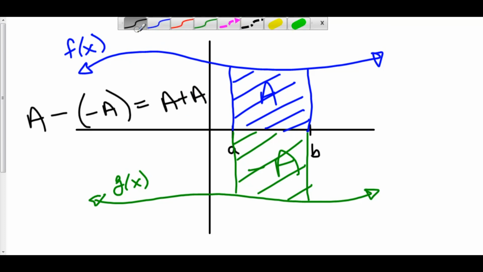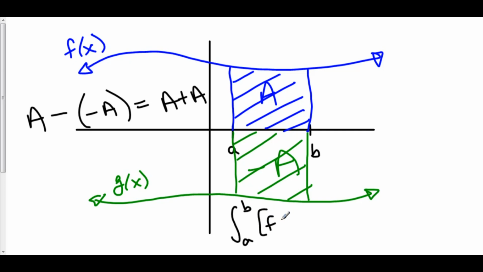So, our formula is the exact same. We have the integral from a to b of our upper function minus our lower function. Because when you subtract off the integral of g of x, we are subtracting off a negative area, and minus a negative area is plus. So that means that we are adding these two areas together. The fact is that our formula still works.